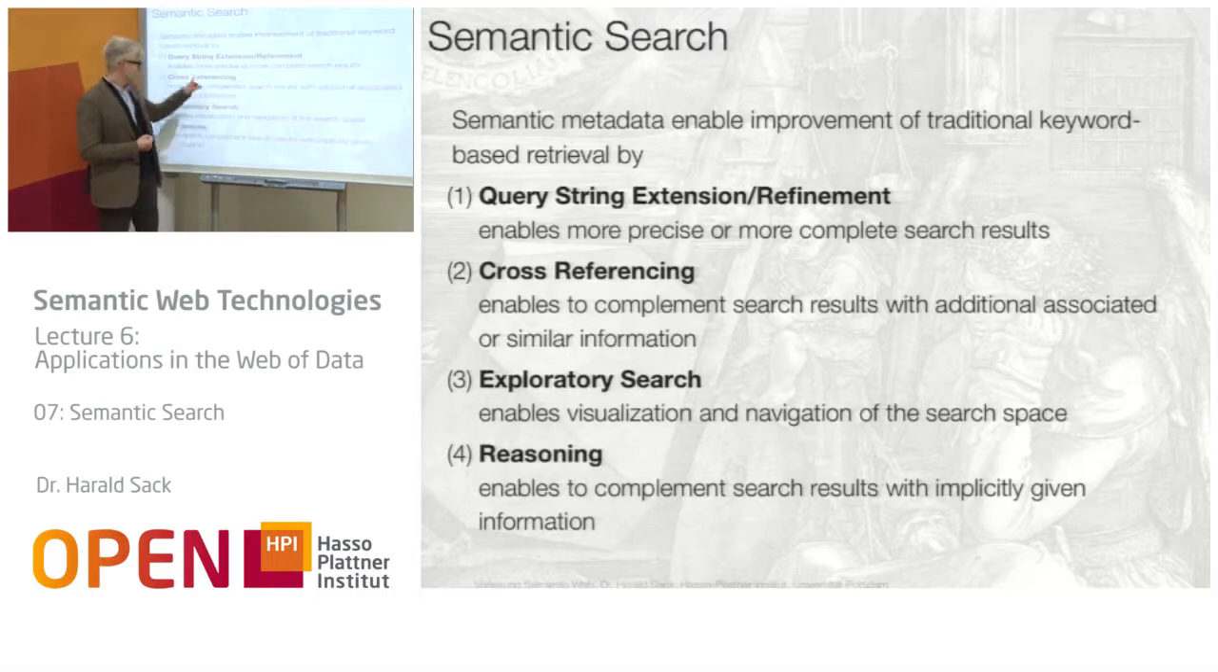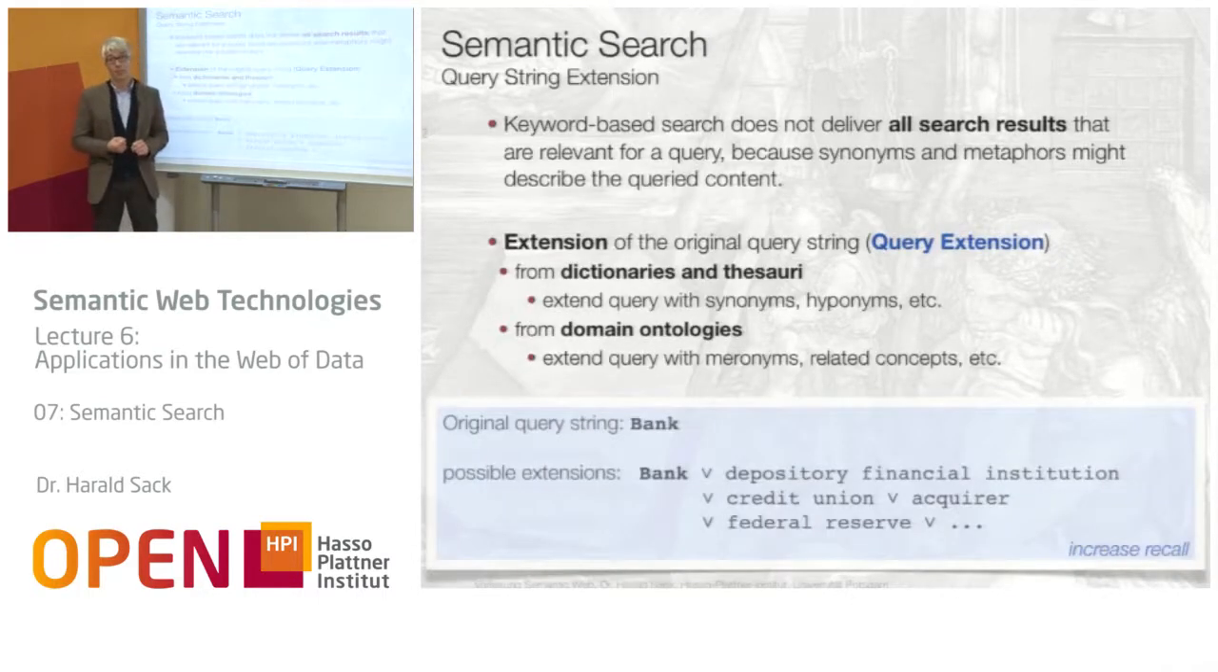Let's take a look at the single points in depth. So first of all, I can, of course, extend somehow the query string. Why is this useful? If I think about keyword-based search, then we know that this does not deliver all possible search results that are relevant for a query simply because synonyms, metaphors, or anything might be used to describe the queried content. So what I can do is extend my original query with terms that stem, for example, from dictionaries or thesauri. So I can use synonyms that come from a dictionary.